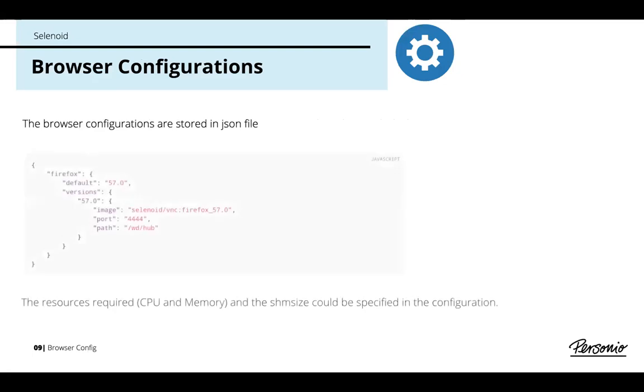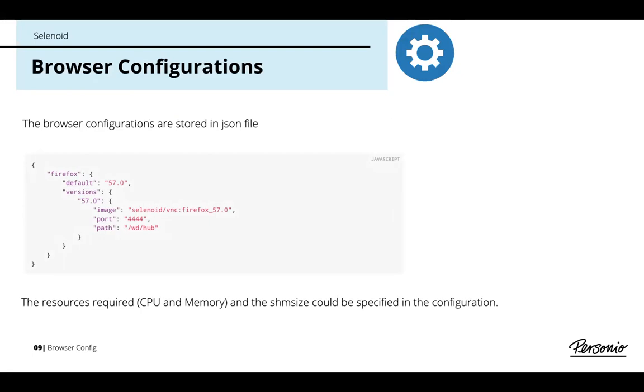The browser configurations are basically stored, sorry for the quality, in a JSON file. And yeah, I'll show more in the demo, but this is the browsers JSON with the necessary browsers that you want to use. Here in the example it is Firefox, but you can use obviously Chrome and probably even Opera if you want to, but I'm not sure if you would.